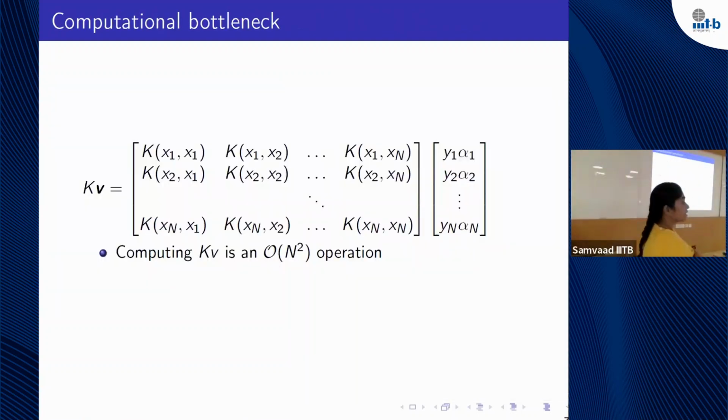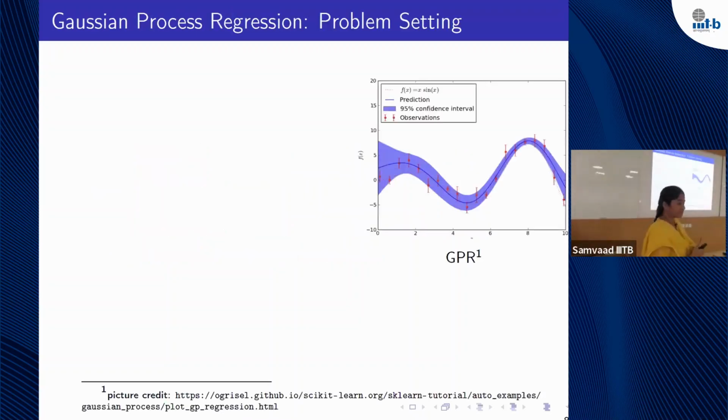So that is the main, or the highest time-taking task, in the gradient descent of this problem. So let me pause with SVM here and move on to another application, Gaussian process regression.